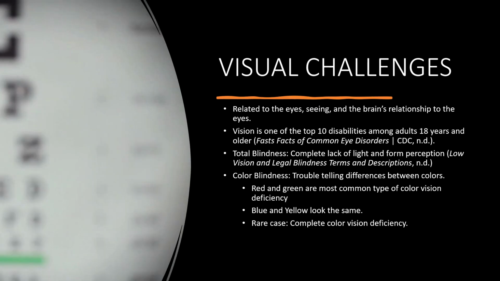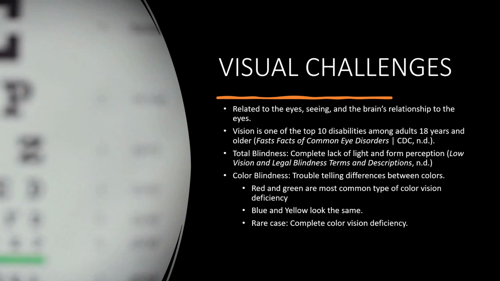Visual challenges can vary depending on a learner's visual disability, which is related to the eyes, seeing, and the brain's relationship to the eyes. According to the CDC, vision is one of the top 10 disabilities among adults 18 years and older. Individuals with total blindness experience a complete lack of light and form perception, making the intake of visual information difficult or non-existent. Other challenges include color blindness, where a learner can have trouble distinguishing the differences between colors.